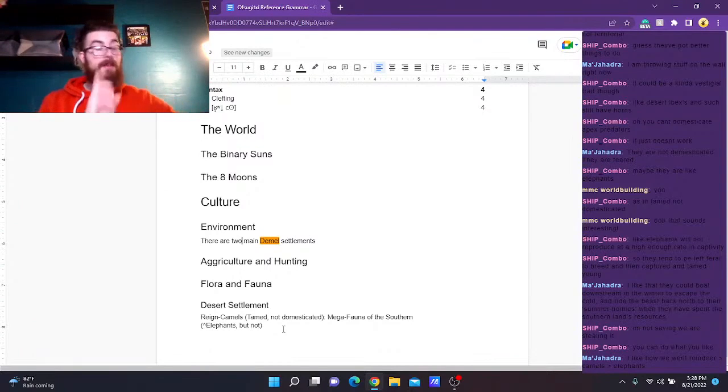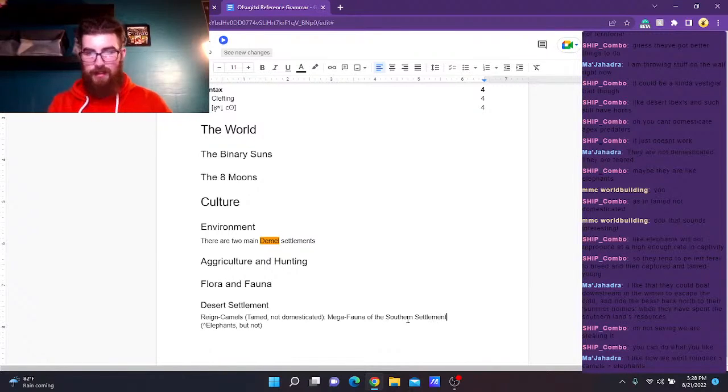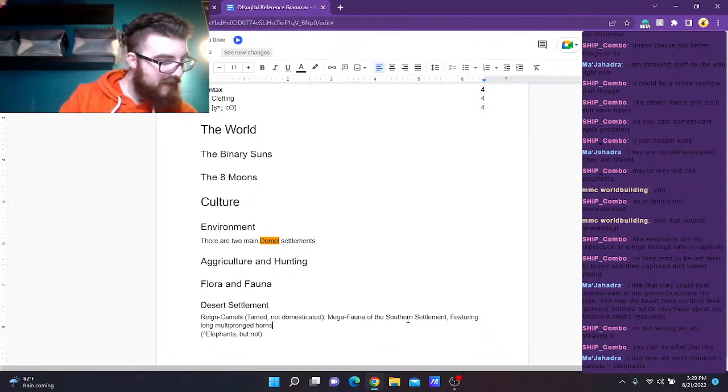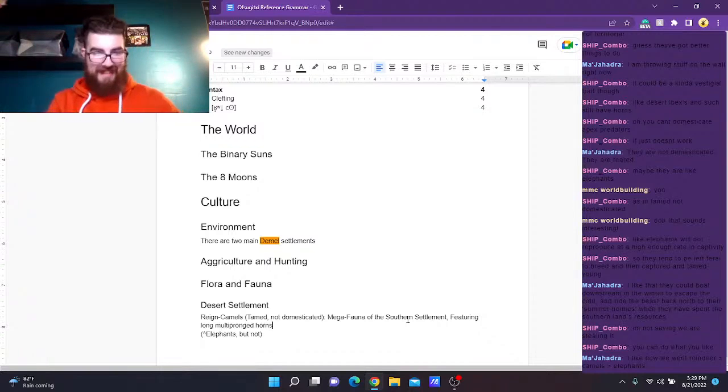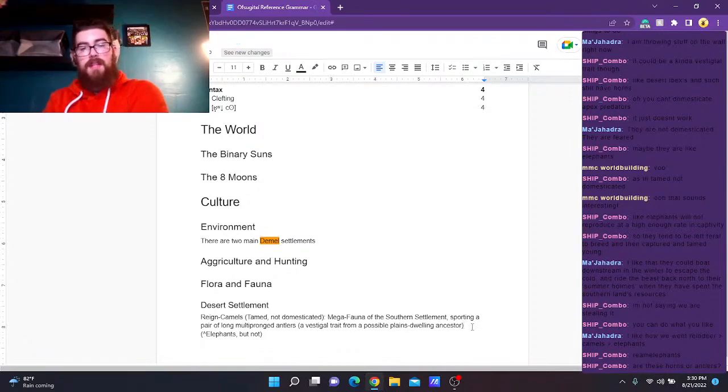Majahadra. Elephants, but not. They're still camels. But megafauna of the southern settlement, featuring long, multi-pronged ReignCamElephants, featuring long, multi-pronged horns, sporting a pair of long, multi-pronged antlers, a vestigial trait from a possible plains-dwelling ancestor. Okay, so they are the land apex predators.